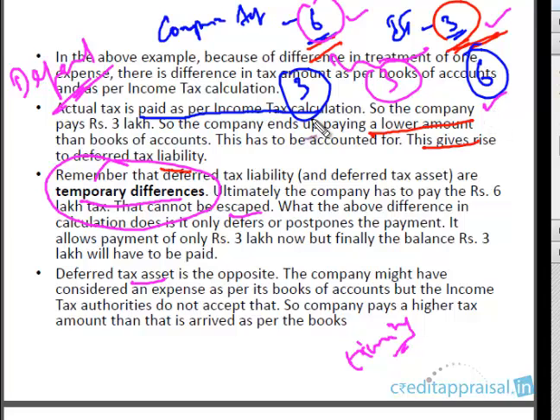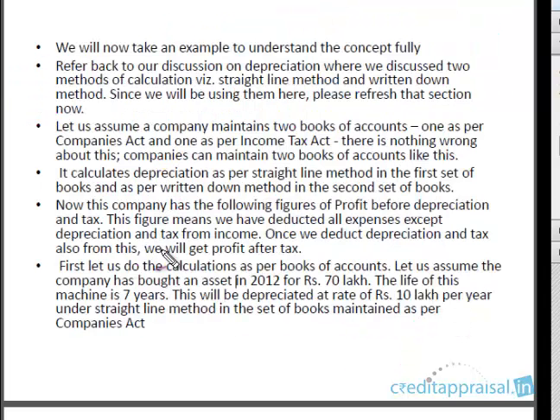Now the company has paid 6 lakhs, whereas the books of account are saying you have to pay only 3 lakhs. So the company has paid a higher tax amount. This gives rise to a deferred tax asset. Unless we take an example, you are not going to understand this concept thoroughly. So let us take an example, right? When we do the calculation, you will thoroughly appreciate the concept.